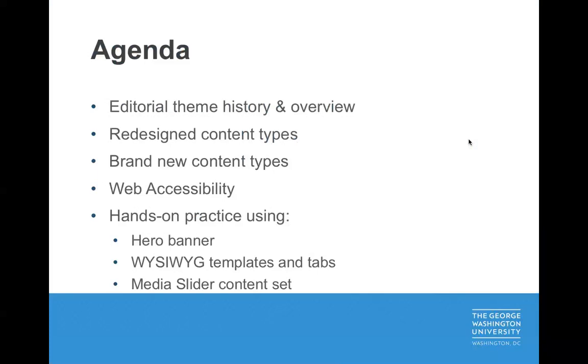So today's agenda is just a quick history and overview of the editorial theme. We will also have a quick rundown of the content types that were redesigned for the editorial theme, as well as the content types that were actually created exclusively for the editorial theme. We'll talk about web accessibility, how to make sure that your content is accessible for all of your users, and then we're actually going to log into the back of a GW Drupal editorial theme website and do some hands-on editing using some specific elements in the theme, including the hero banner, WYSIWYG templates and tabs, and then the media slider content set.